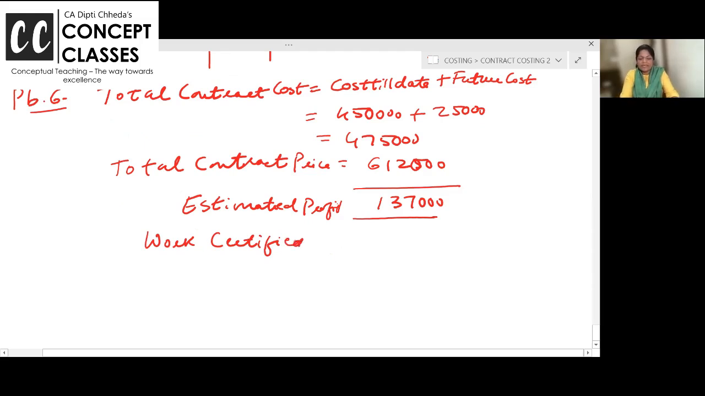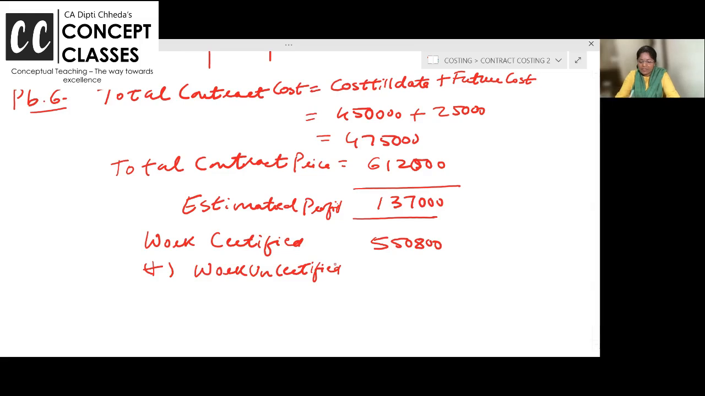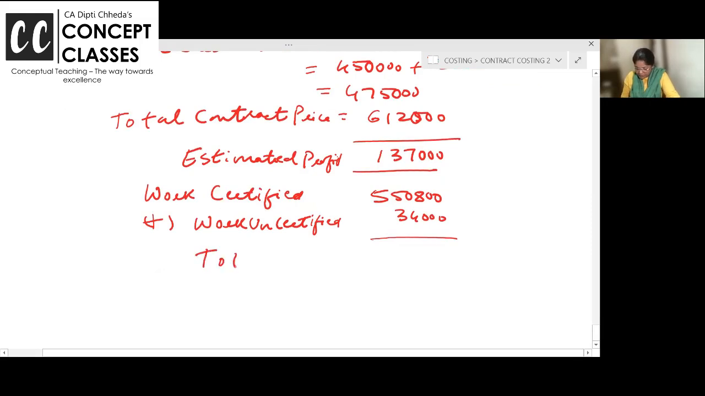What is work certified and work uncertified given to you? Work certified is 550,800. And work uncertified is also given, 34,000. So this is your total work in progress, means the credit side of the contract account.